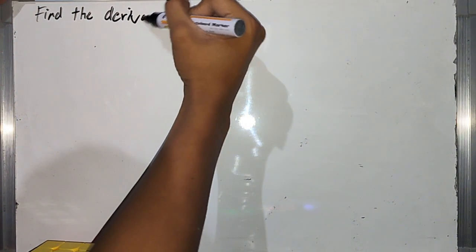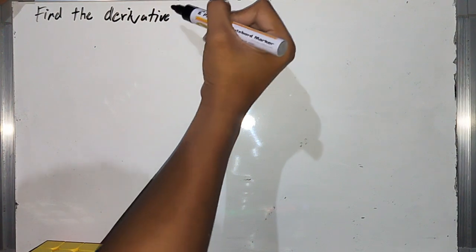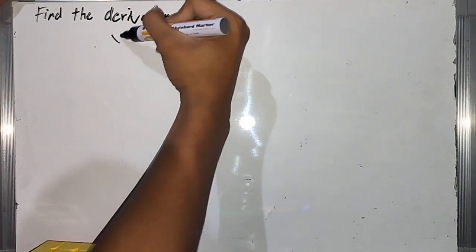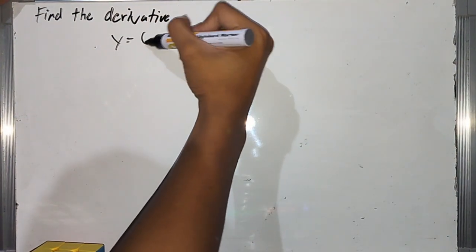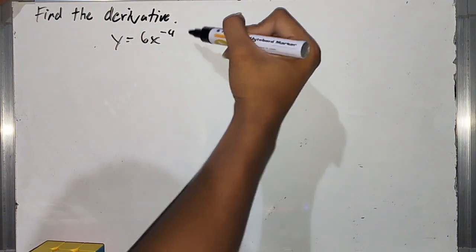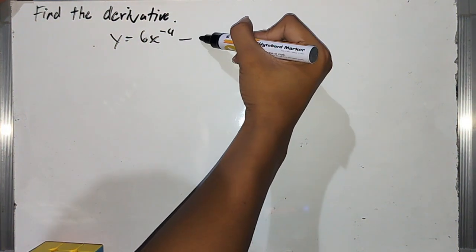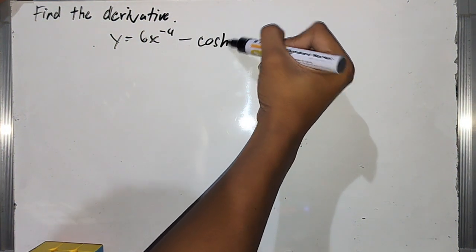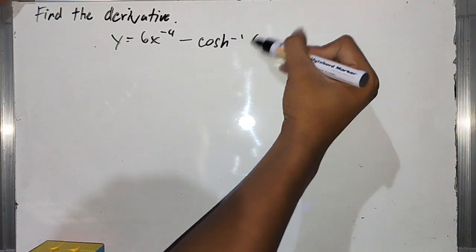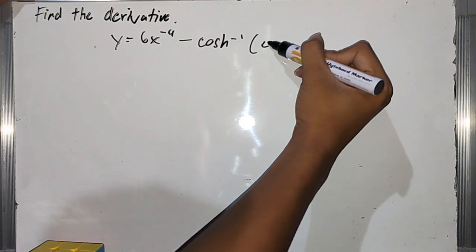Let's try to answer this derivative. Find the derivative of y equals x to the power of -4 minus arc cos 4x to the power of 7.